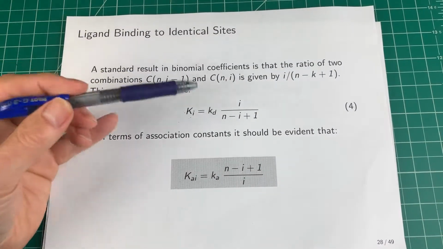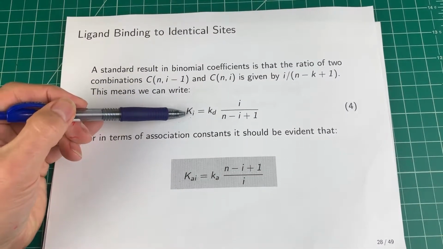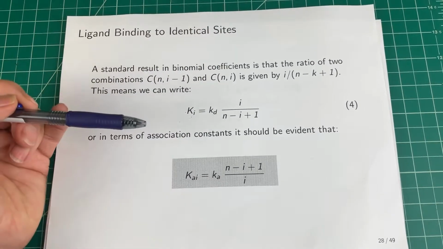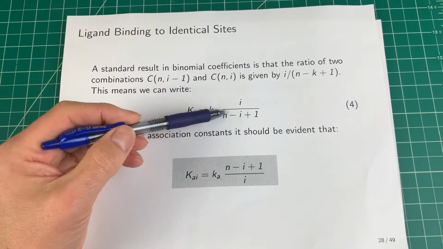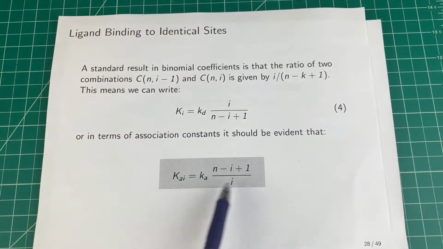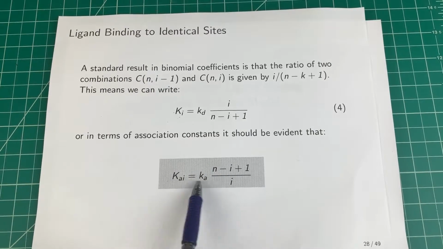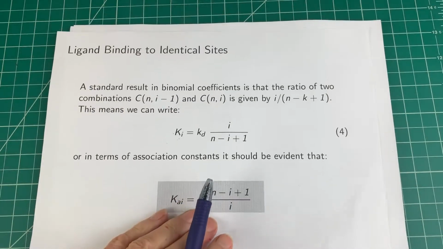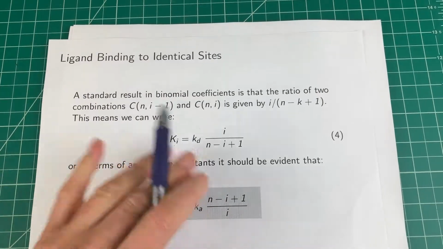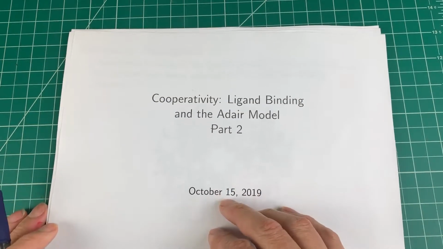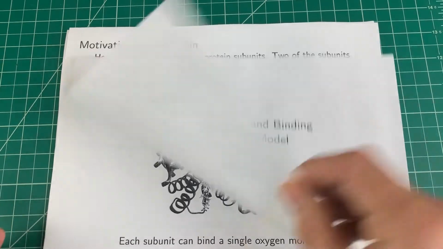Now in part 1 I talked about the relationship between the macroscopic dissociation constants and the microscopic dissociation constants in terms of the number of binding sites and the number of ligands. This one here is just the reciprocal of this when it's in terms of the association constants instead of the dissociation constants. So we're going to use some of these results and some of the concepts in part 2. So I would review that video if you haven't seen that video.